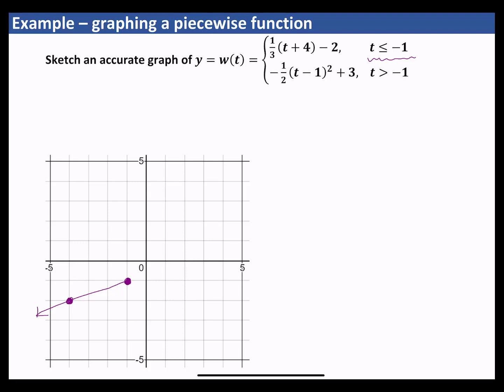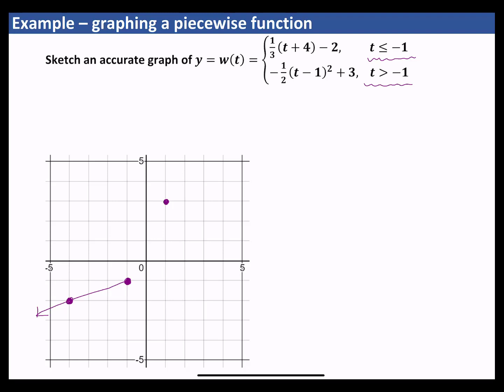So to continue, let's tackle the quadratic piece of the function. We know the quadratic is written in vertex form. So the vertex is located at (1, 3). And we also know the parabola is concave down because a, -1/2, is less than 0. In order to sketch an accurate graph, we need to identify a few more key points on the graph of the quadratic piece. So first, let's see what happens near t equals -1 on the quadratic piece.